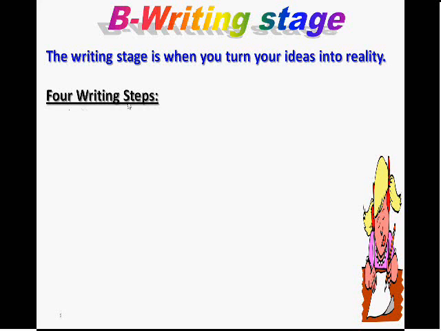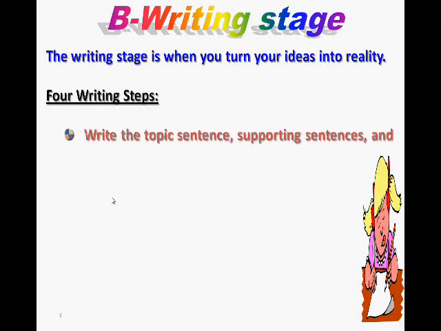There are 4 writing steps. First, write the topic sentence, supporting sentences, and closing sentence. And as we said, this is the layout of whatever you are doing, okay? Topic sentence, which is very important, supporting sentences, and closing sentence. Be careful, you have only one topic sentence, just one, no S here. You have one closing sentence, which again can't be plural whatsoever, and you have lots of supporting sentences.